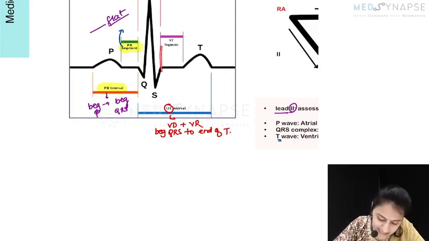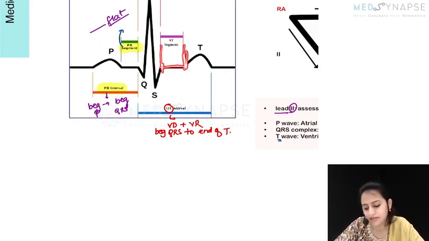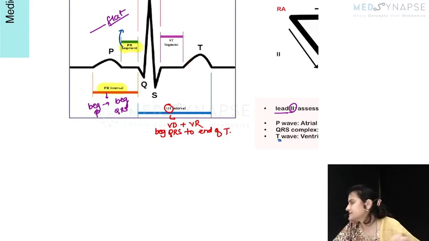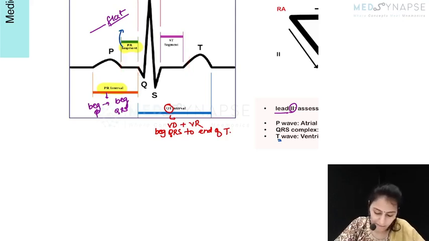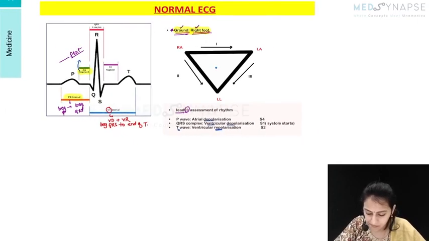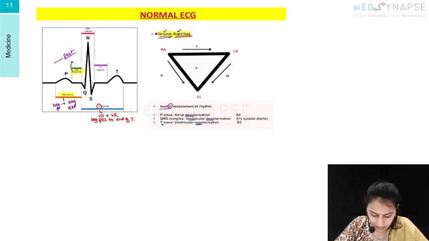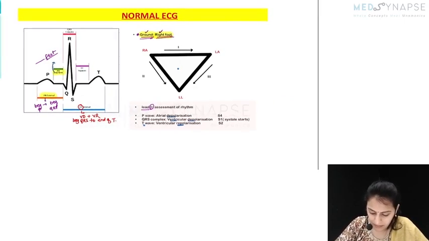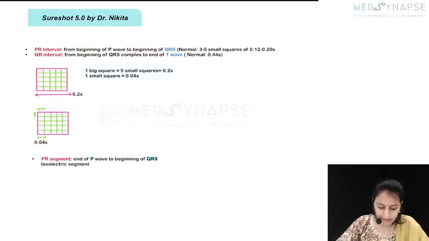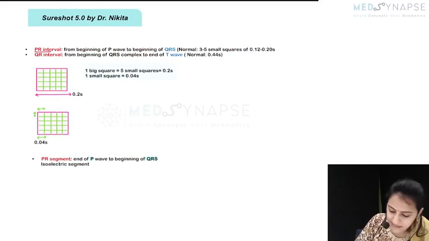And this is your ST segment, right? Again, which is a flat line. End of QRS to beginning of T. That is ST segment. This is PR segment. So the PR interval we have already seen is from the beginning of P to the beginning of QRS.